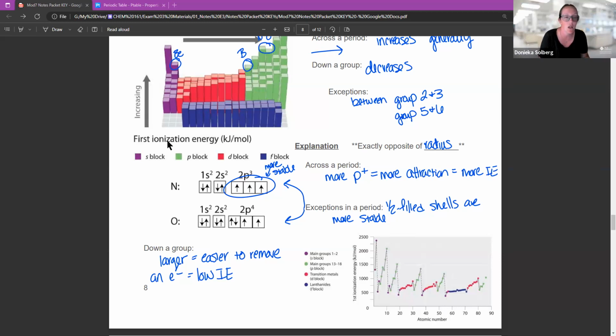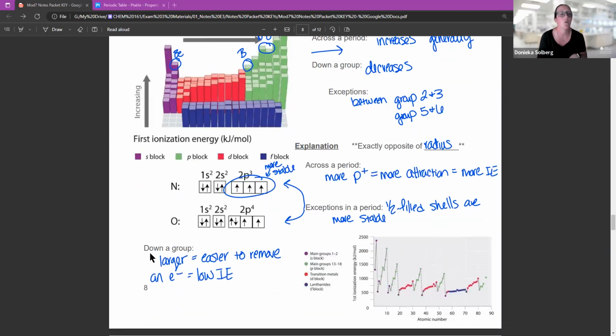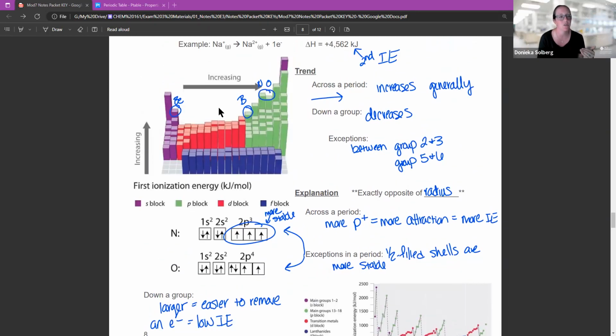Whereas if you're looking at this column, francium versus hydrogen, it is actually really hard to remove an electron from francium. It has a much higher ionization energy, because it's so tiny. Those electrons are really close to the nucleus. So it really has to do with distance when we're talking about down a group. So to the right is because of the protons, down is because of it getting bigger and those electrons are further from the nucleus.